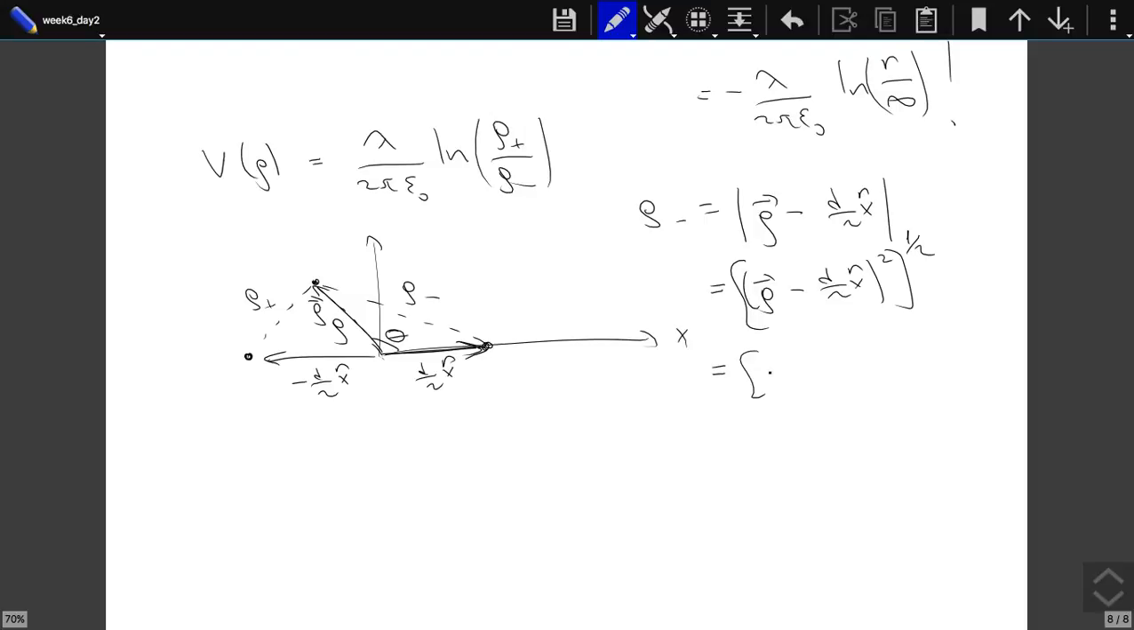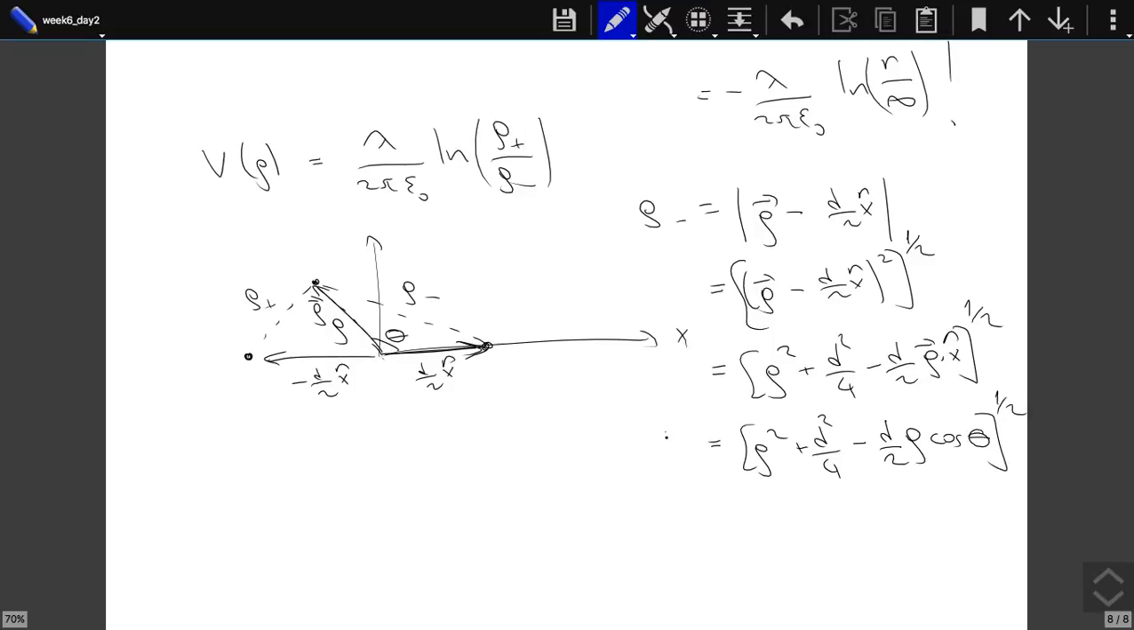This is equal to rho squared plus d squared over 4 minus d over 2 times rho vector dot x hat, to the power 1/2. Well, the scalar product of two vectors is the product of their magnitudes. X hat has unit magnitude, rho vector has magnitude rho. The angle between them is theta. So this is rho minus: rho squared plus d squared over 4 minus d over 2 rho cosine theta. Rho plus is basically the same thing with d replaced by minus d.